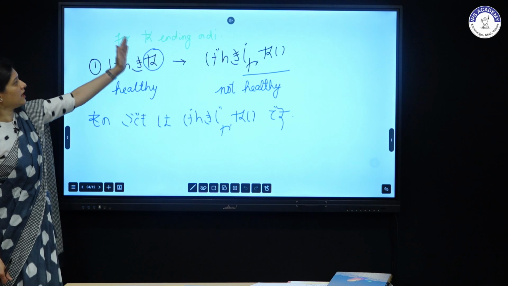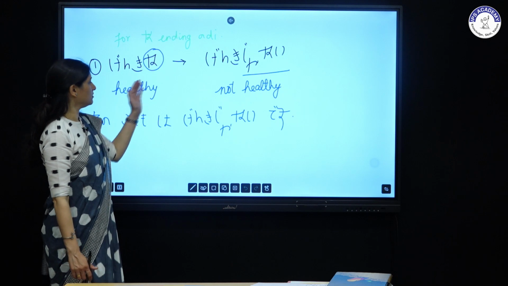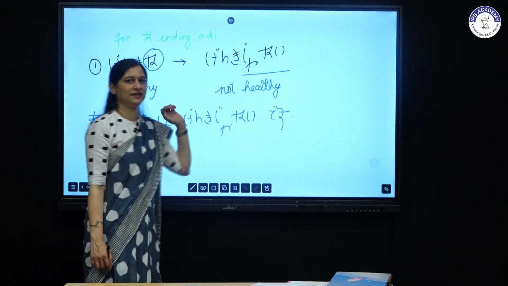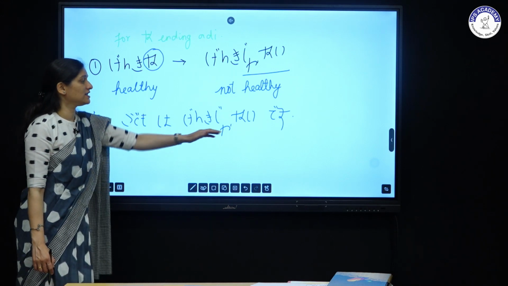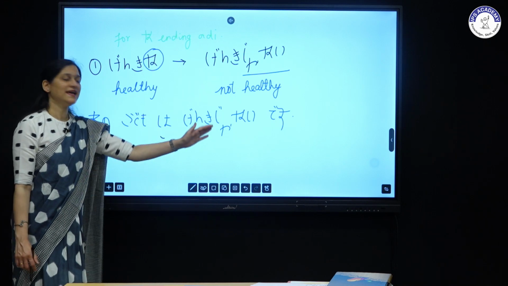For negation of na ending adjectives, genki na means healthy. Genki janai means not healthy. Ano kodomo wa genki janai desu. That child is not healthy.